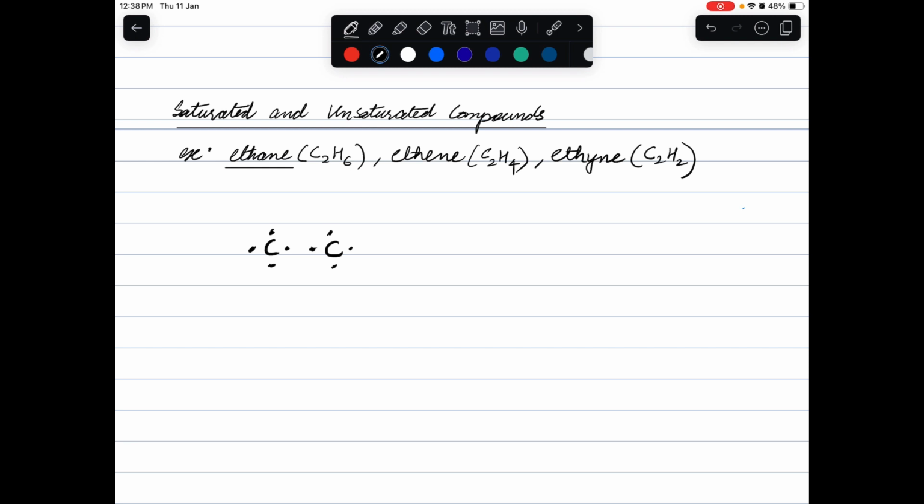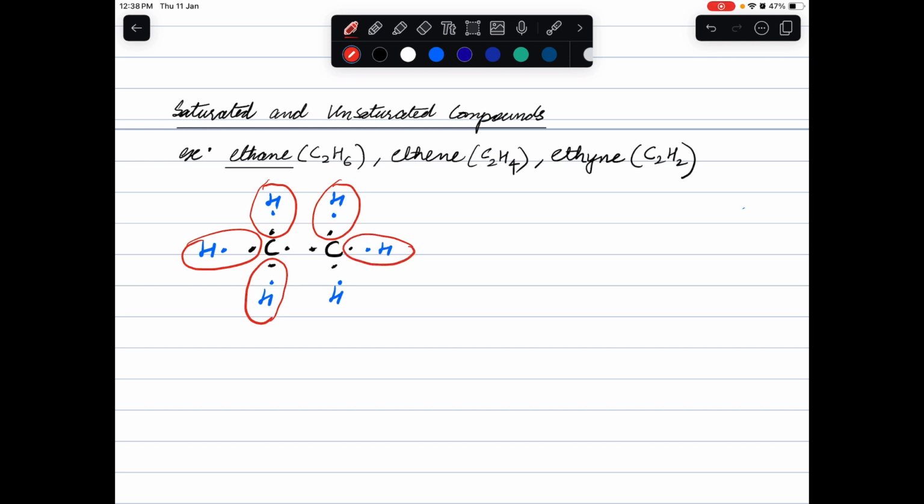Now there are 6 hydrogens. So per carbon atom, there are 3 hydrogen atoms. So we will arrange 6 hydrogens in such a way that each carbon is getting 3 hydrogens. Okay. Now we will show how electrons are shared. Hydrogen is having 1 electron, so it needs 1 more electron to get the stable configuration of the nearest noble gas, which is helium. So the first shell can accommodate only 2 electrons. Therefore, hydrogen will share 1 electron of carbon, and each hydrogen is getting a stable configuration or getting satisfied.